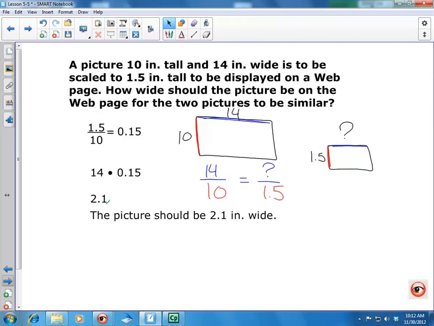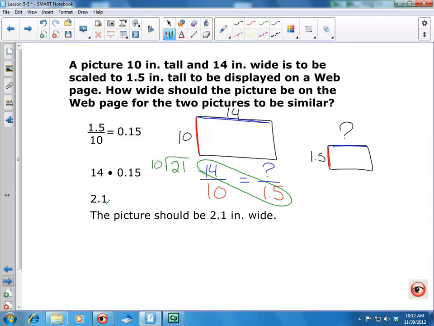Now, once we have this, we can do just like what we were doing before. We can cross multiply. 14 times 1.5 actually gives us 21. And then 21 divided by 10 gives me 2.1. So I know that this side over here is going to be 2.1.